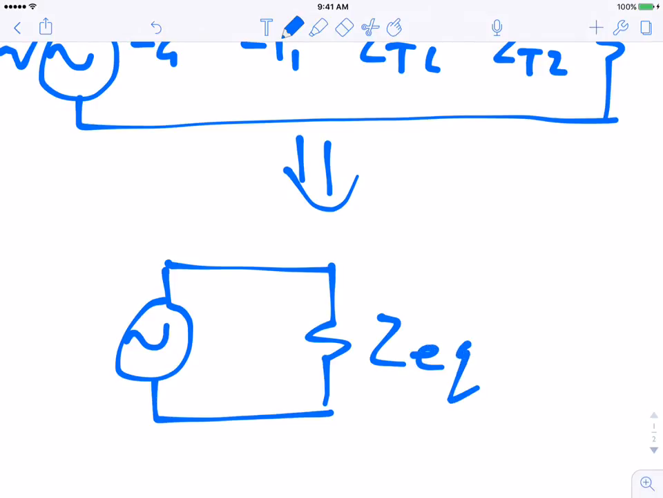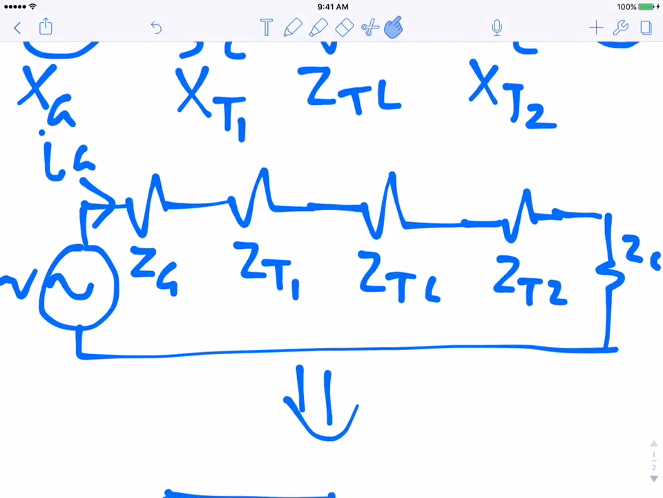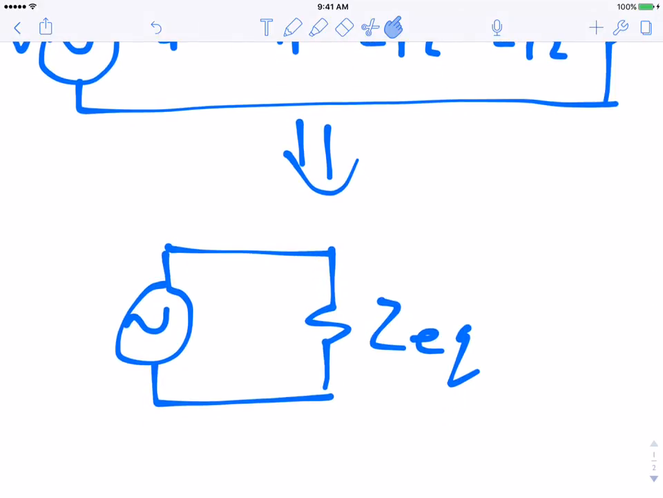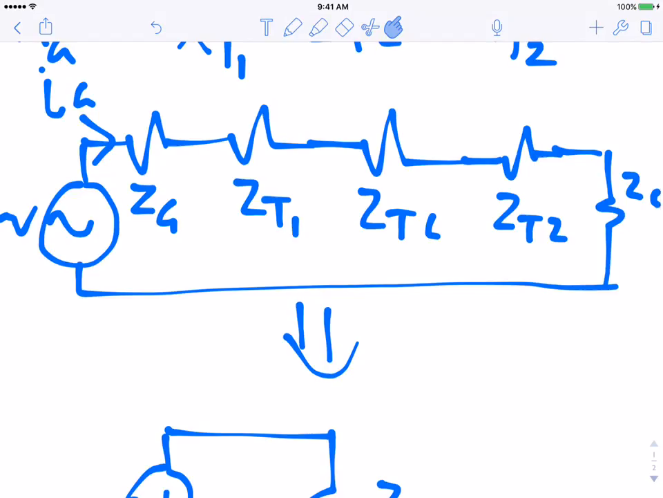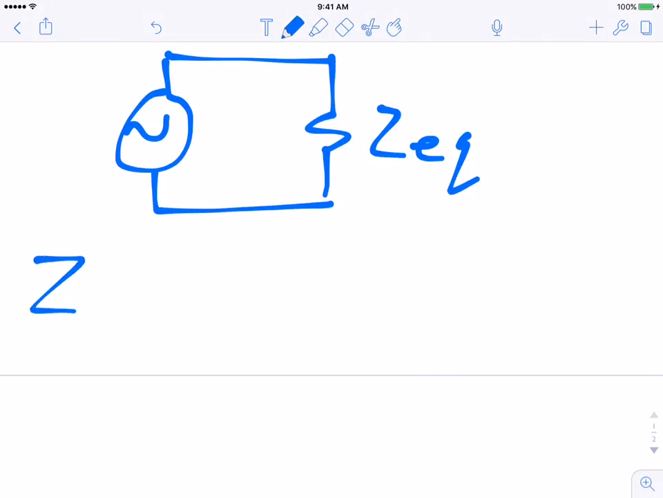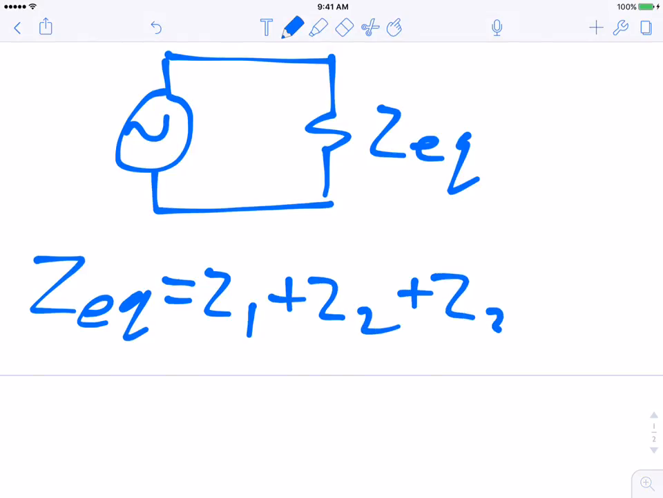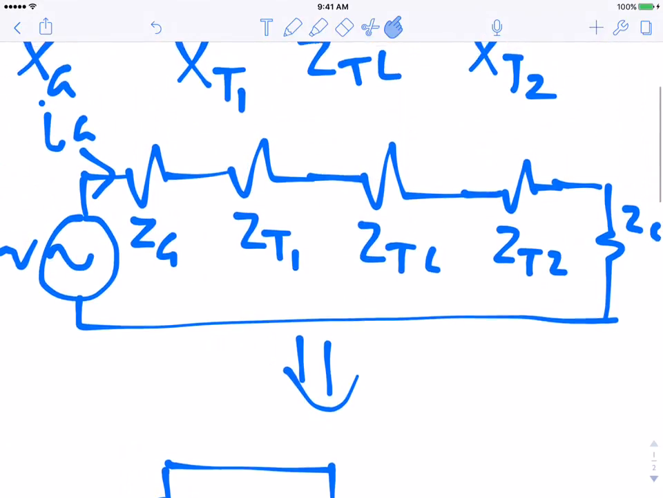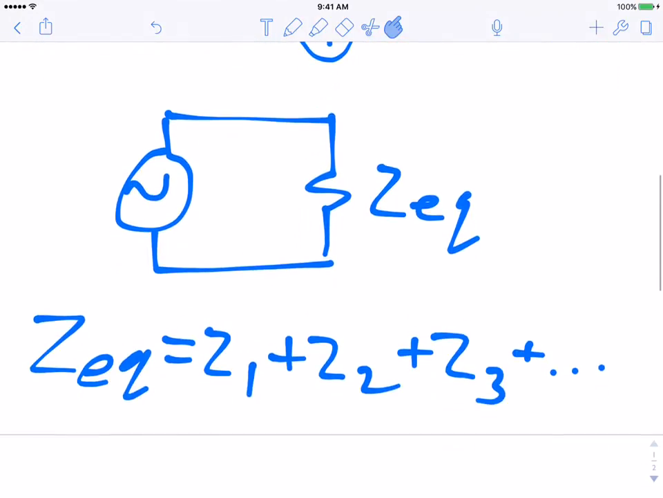So you're going to take all of these different impedances and turn them into one equivalent impedance. And this one is pretty simple. It's in series, so we're just going to add everything together. In this case, Z equivalent is going to be equal to Z1 plus Z2 plus Z3 plus whatever else is going to go. So now you've got Z equivalent.